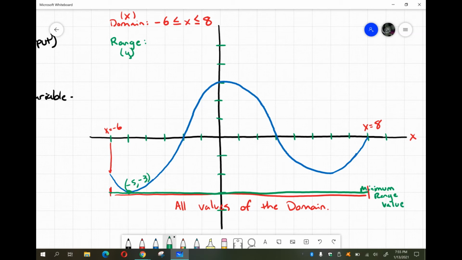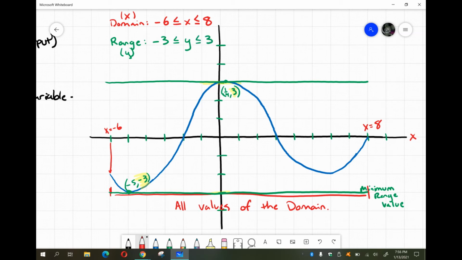And then I'm going to look to see where is the highest point on the blue curve, and that looks to be, about 1/4 and 3. We're focusing on the y values, which means we're going to span from a -3 down here all the way up to the +3 on the top end. The range is -3 is less than or equal to y, which is less than or equal to +3.